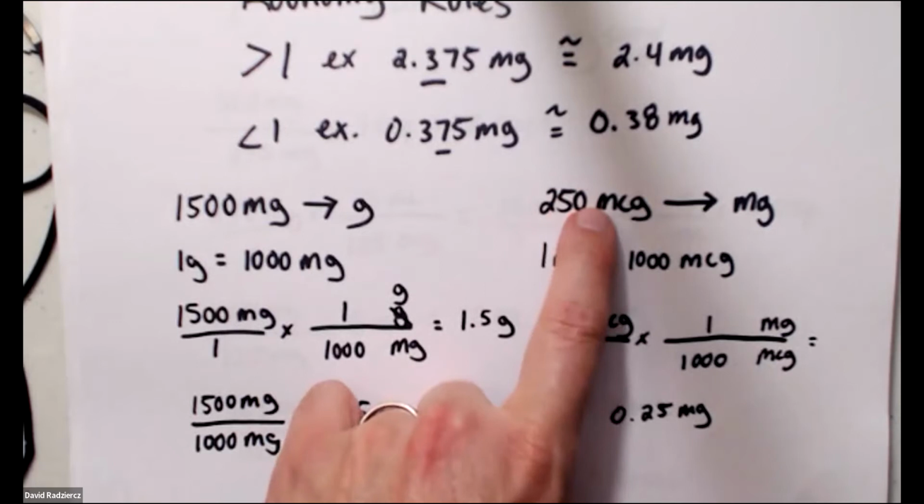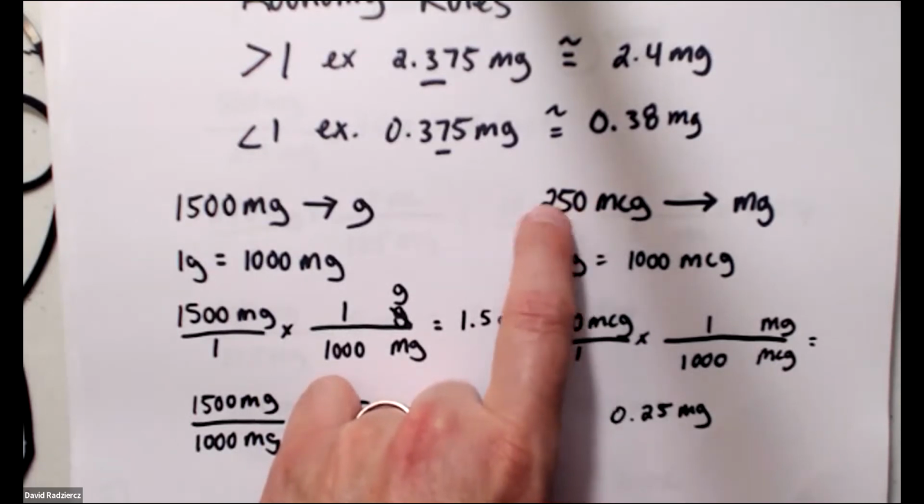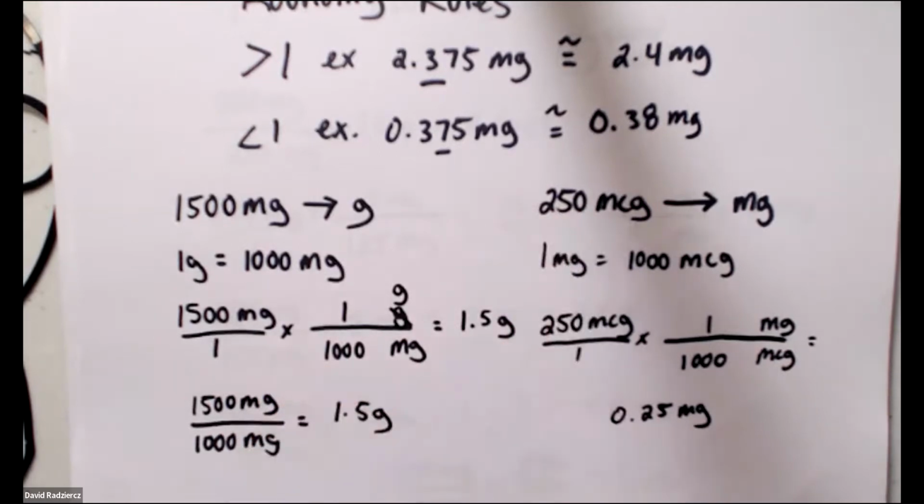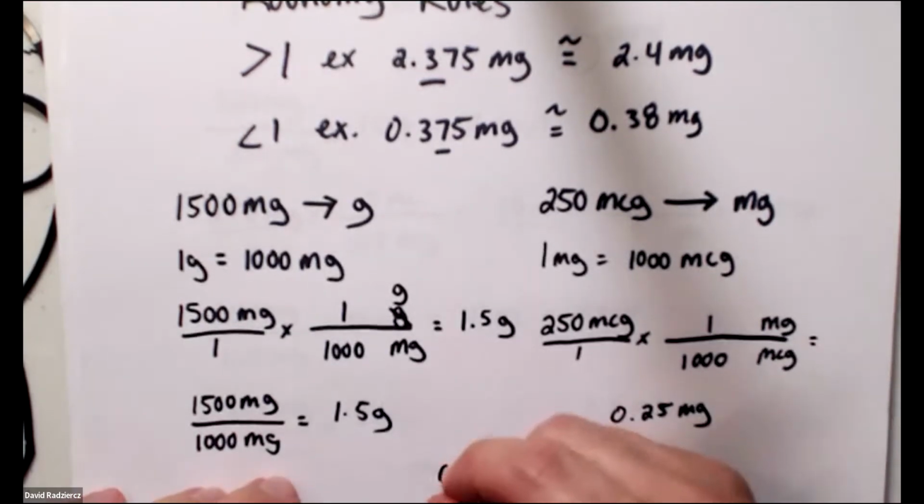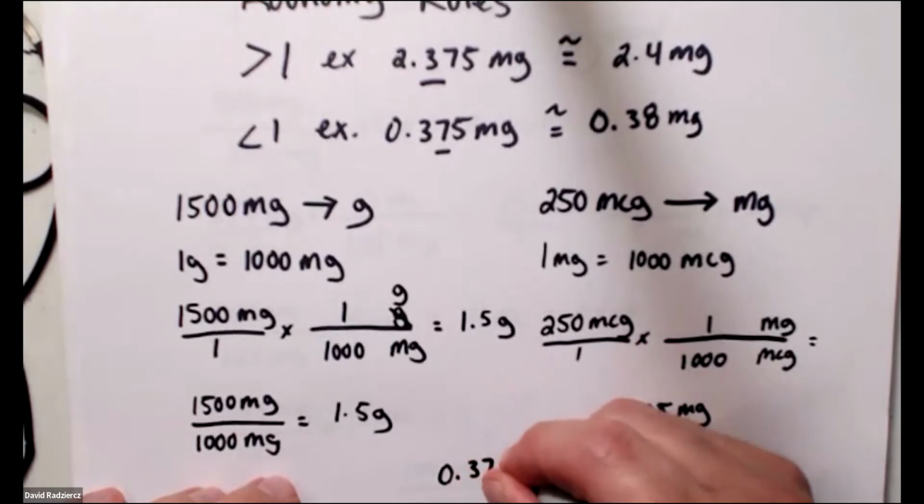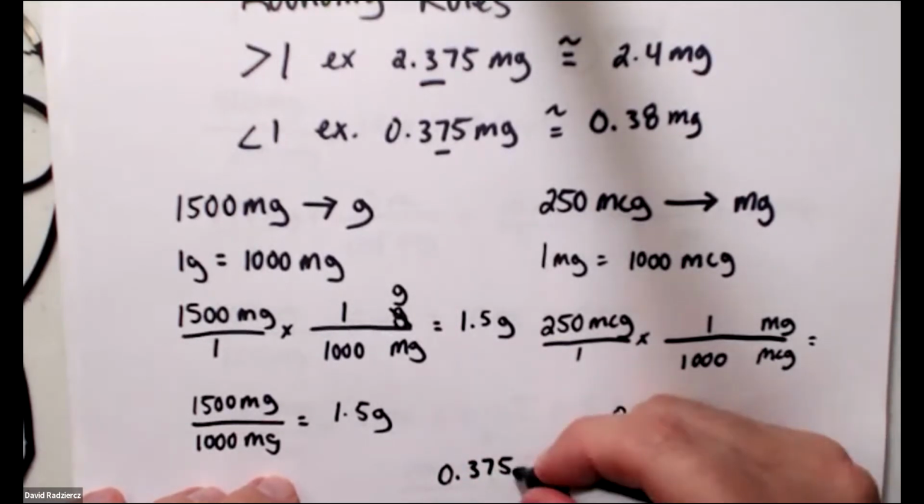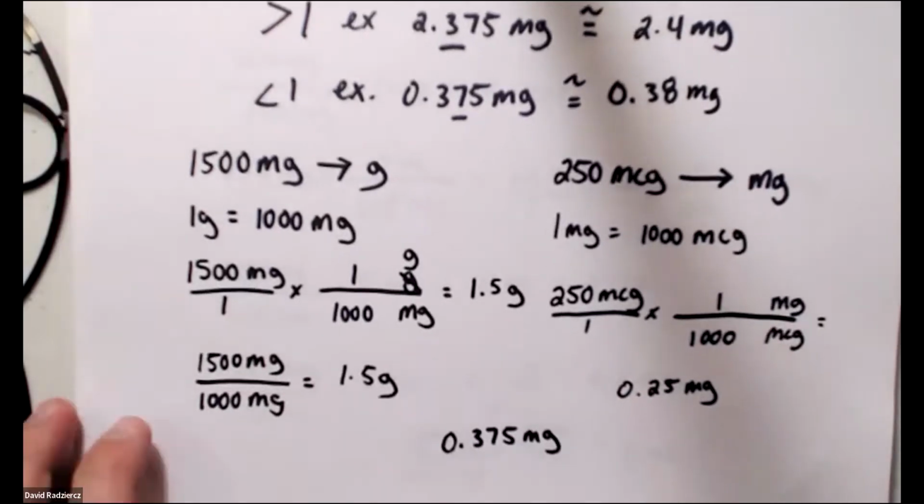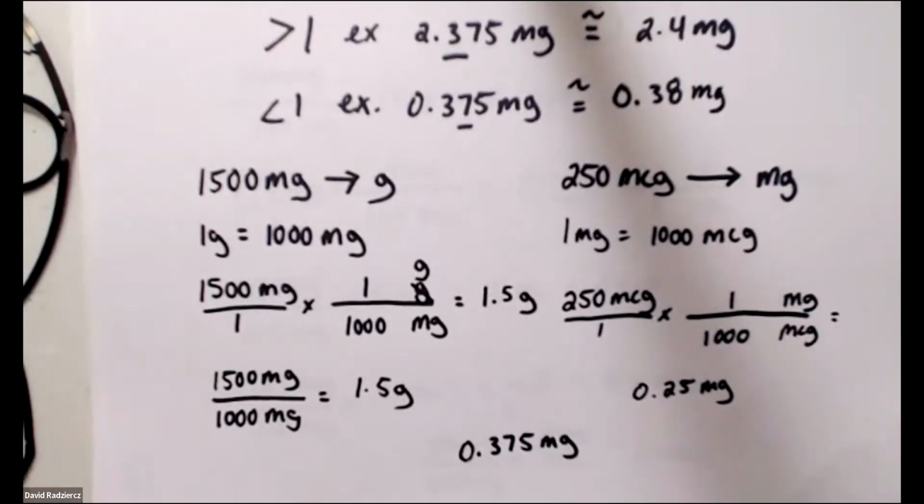Or if you move the decimal point over 1, 2, 3, you drop the trailing 0, and then your answer is 0.25. And that is correct. So you do not round these things. So if I get an answer of 0.375 milligrams, that's your answer. Do not round the 0.375 milligrams. That's your answer.